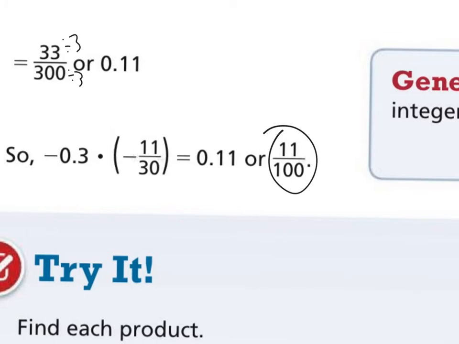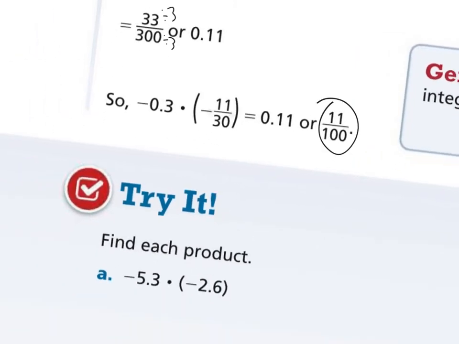Preferable, if it works out, preferable to have a fraction answer than a decimal answer. It actually saves you guys some work, because sometimes your decimal answers might go 3, 4, 5 places before it either repeats or terminates. With this, we just have to reduce, if anything, and that's it.